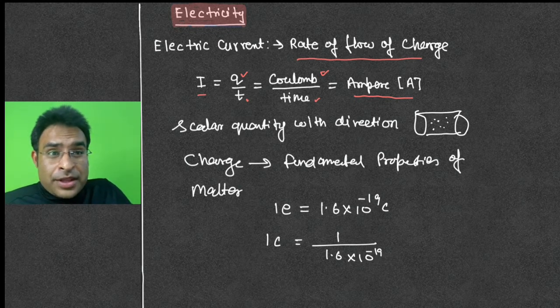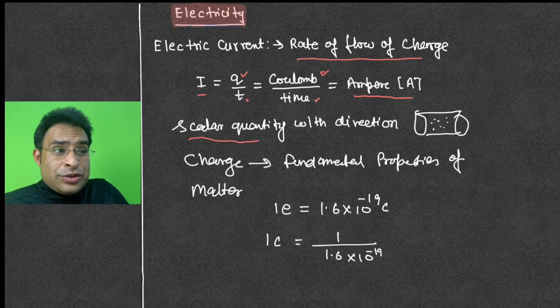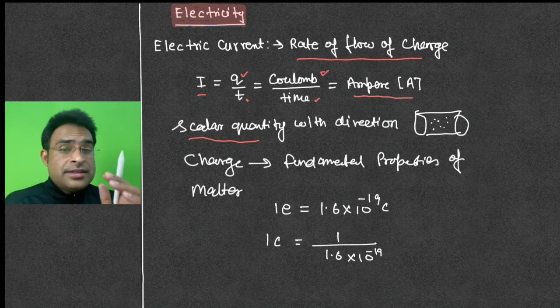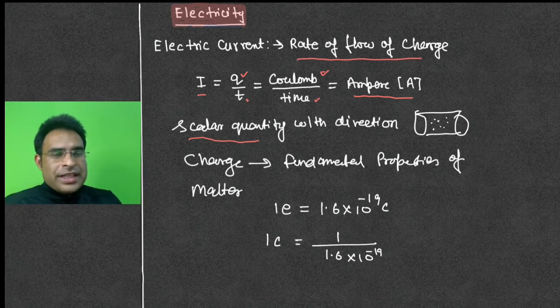One more thing, it's a scalar quantity, but with direction. So this is a scalar quantity and it has a direction as well. Current has a direction, but it's still a scalar quantity. Basically it's a tensor quantity, but in common language we say it's scalar.